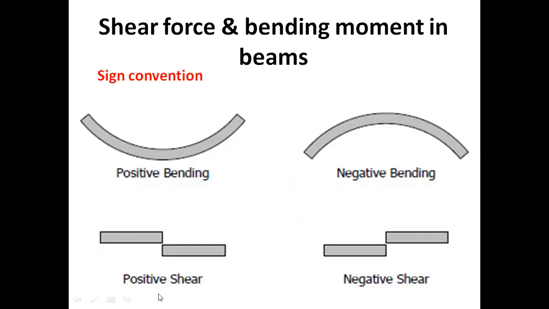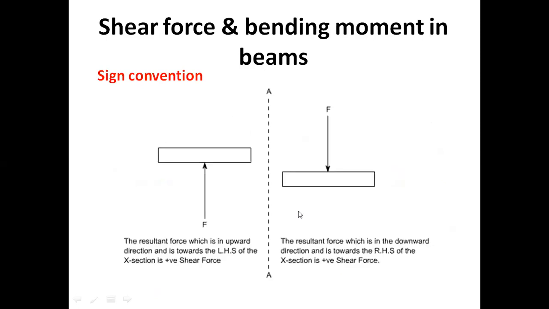And if we take a section and the left hand side is moving in the upward direction, whereas the right hand side is moving in the downward direction, it would be positive shear. And on the contrary, if the left hand side is moving downward, whereas the right hand side is moving upward, it would be termed as negative shear.